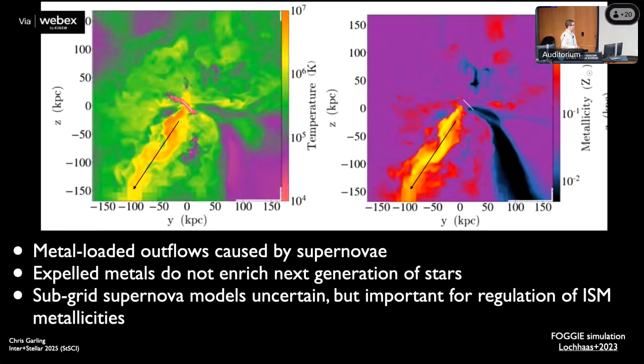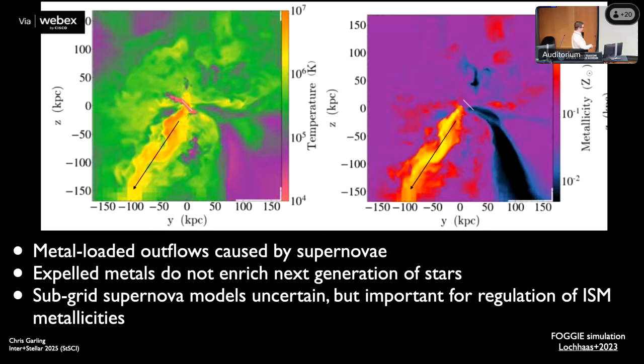So this shows an example of one of these metal-loaded outflows. This is a nice figure from the FOGGIE simulations, which use specific numerical methods in order to better resolve the dynamics in the circumgalactic medium. And so they're very special in that way.